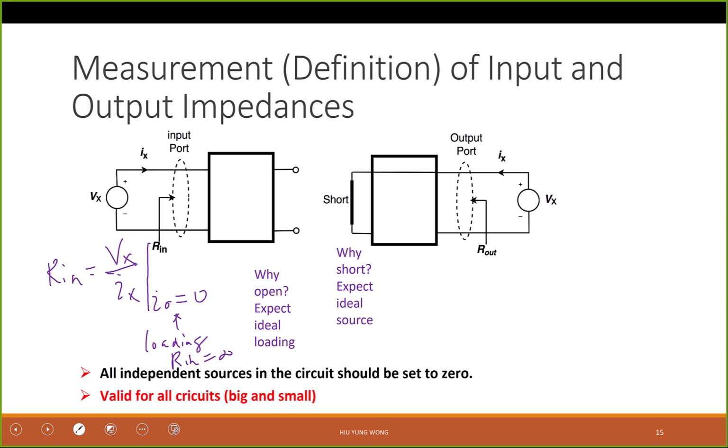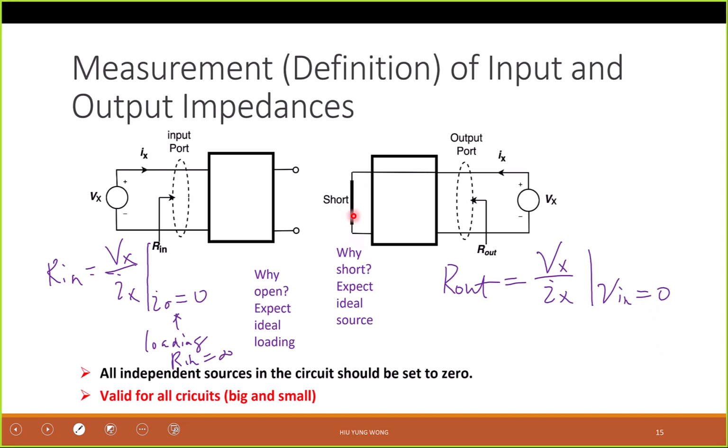Similarly, how do I find the output impedance? Again, you know that it's very easy. From the output port, I apply Vx and then measure Ix. That is the output impedance. But we will need to short the input, V in. The reason is, again, because we expect the previous stage to have a 0 output impedance. So you look from this direction, you will see short. That's why you need to short it in order to find the output impedance. And that is just a definition.